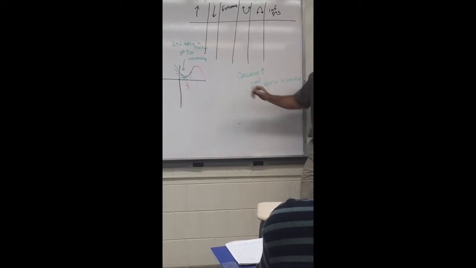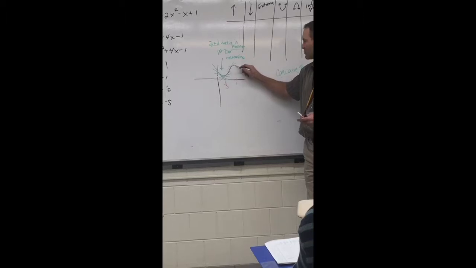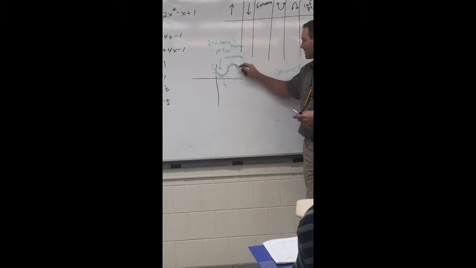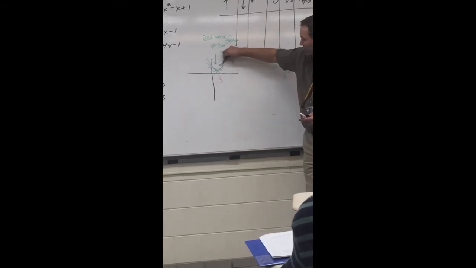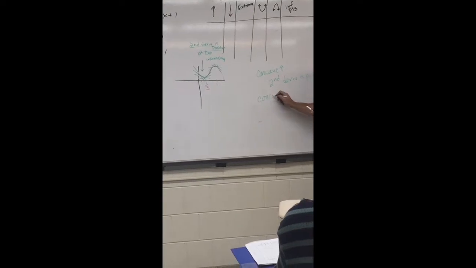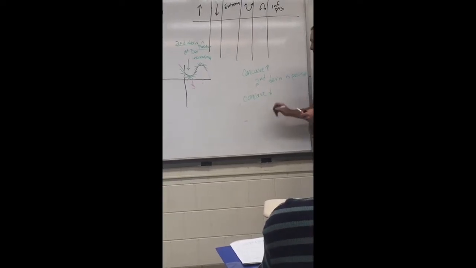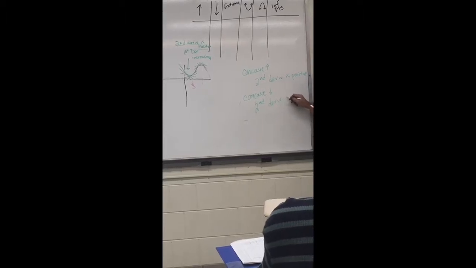As we get close to here, here's my derivative. What's happening to it? It's decreasing. The first derivative is decreasing. The tangents are decreasing. So that would be concave down. The second derivative is negative.